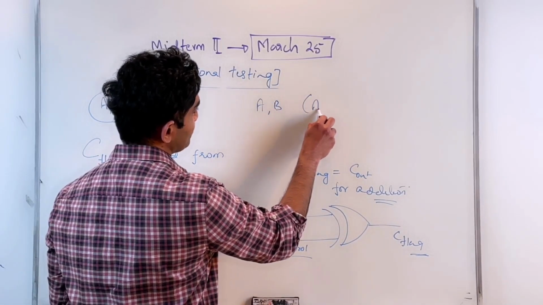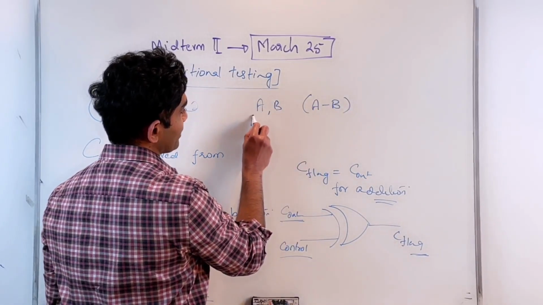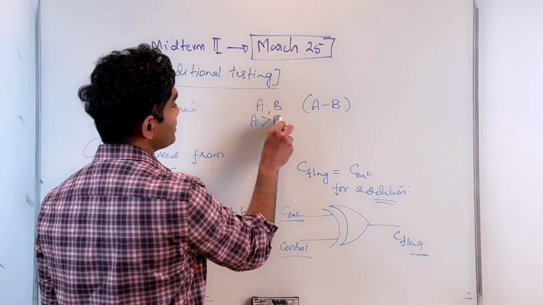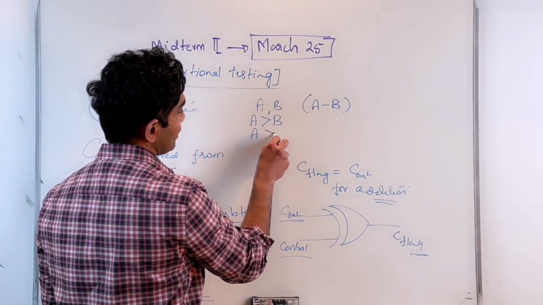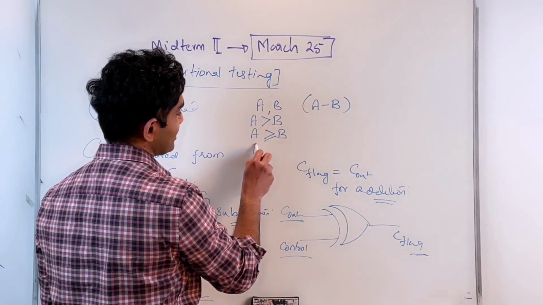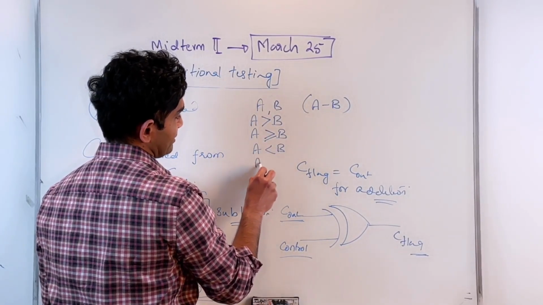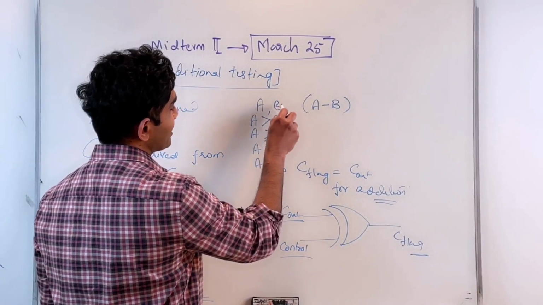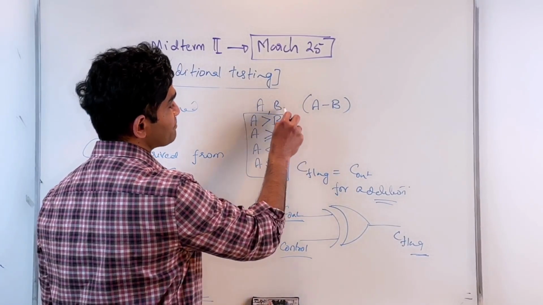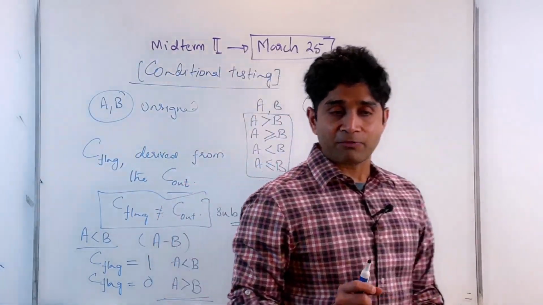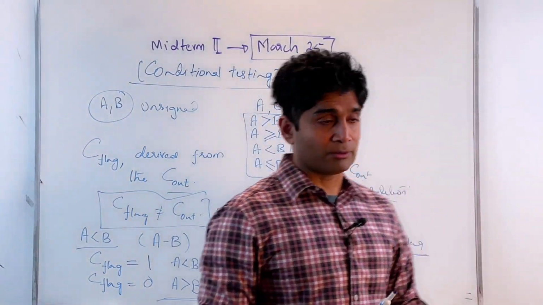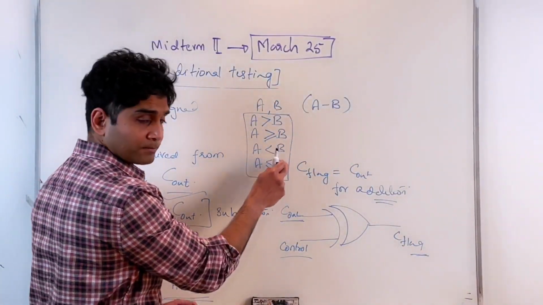When I'm doing A minus B operation, I'm looking for A strictly larger than B, A larger than or equal to B, A less than B, A less than or equal to B. So we have checked for all these conditions. We derived expressions as functions of flags to check for each of these conditions.